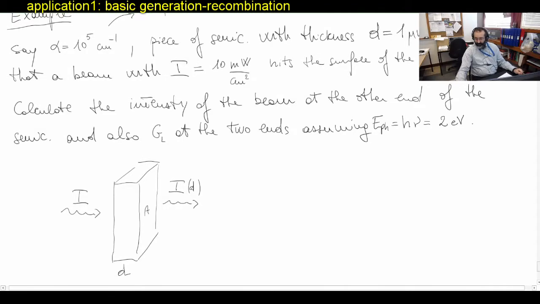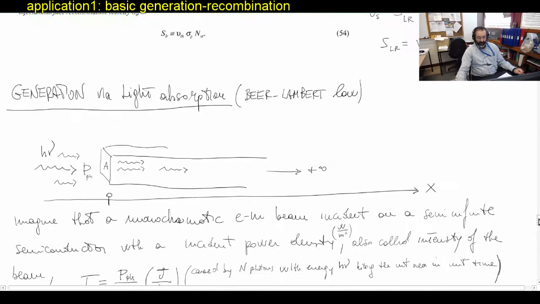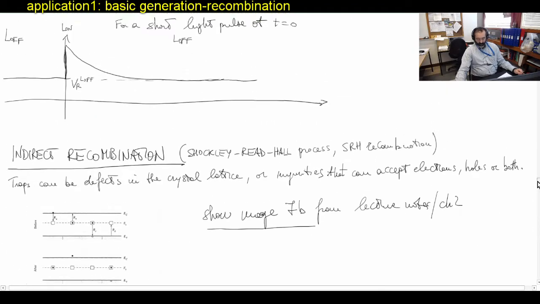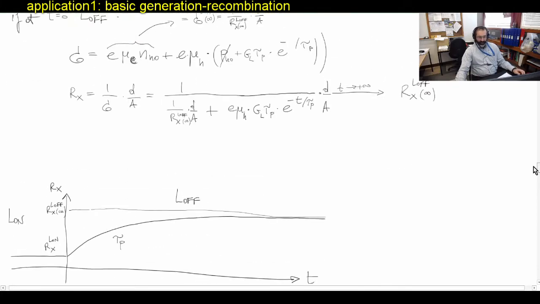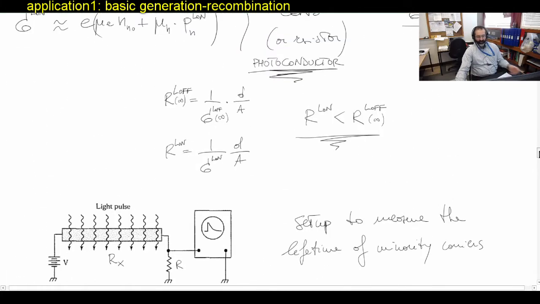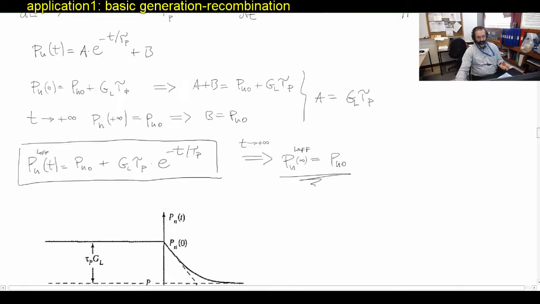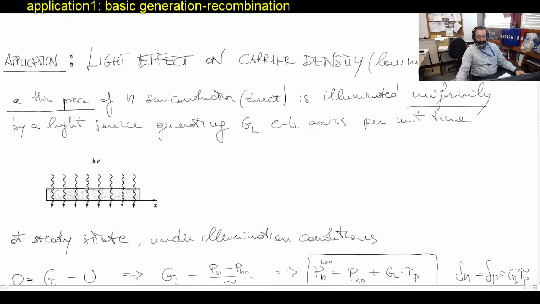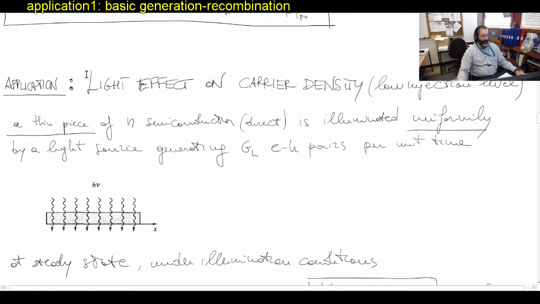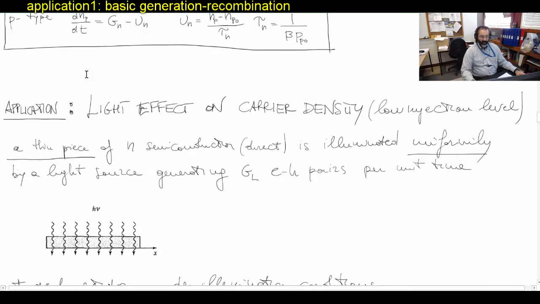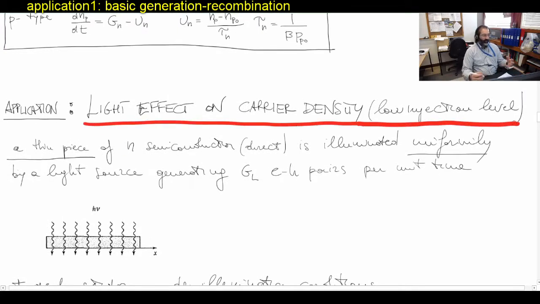So the first example I wanted to show you is effectively related to the fundamental equations we saw yesterday when we introduced the generation recombination, and it is effectively this example here. So the light effect on carrier density in a low injection situation.